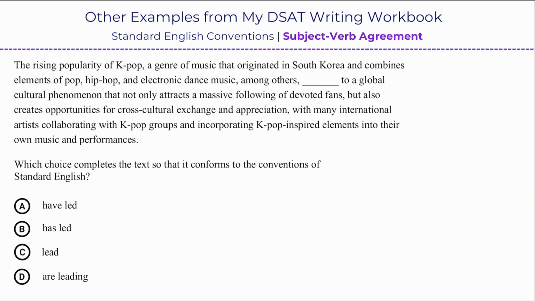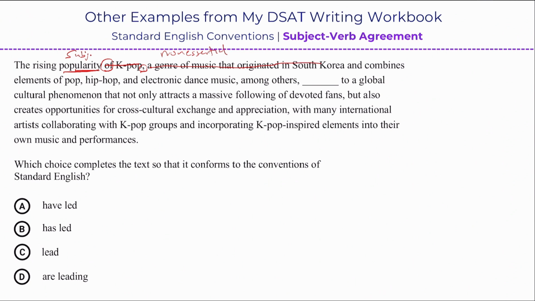Of K-pop, oh, it stops right here. Oh, there's a comma here that's going to open non-essential information, right? Where does this end? A genre of music that originated in South Korea and combines elements of pop, hip hop, and electronic dance music, among others. Ooh, it ends right over here, right?